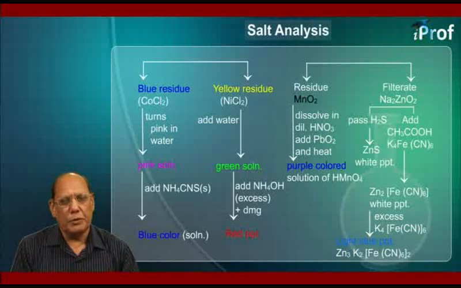However, if our residue was yellow, then take it, add water, we get a green solution. Then add ammonium hydroxide in excess plus dimethylglyoxime reagent. If a red precipitate is obtained, that confirms the presence of Ni2+ ions in the original salt or the mixture.